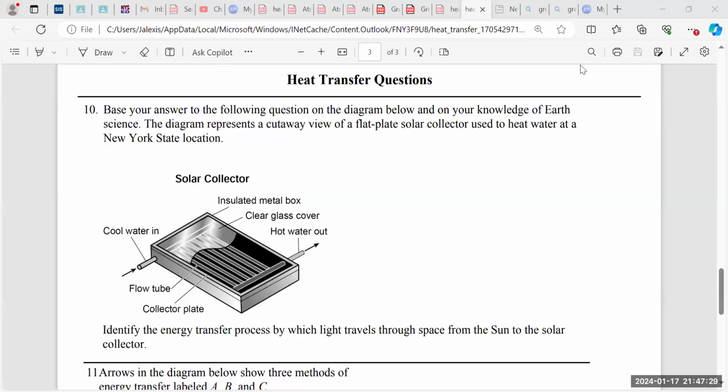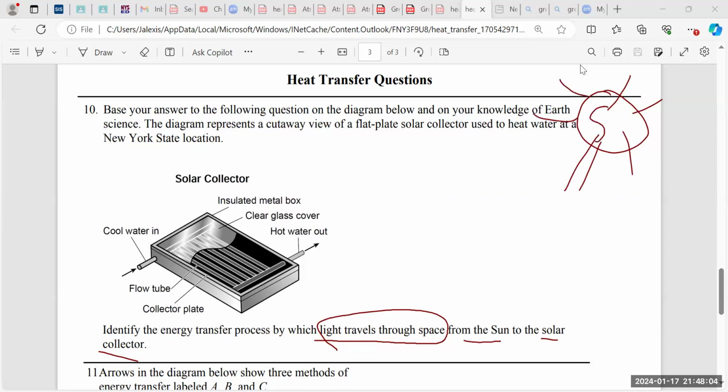All right, number 10. Number 10 says, base your answers to the following question on the diagram below and on your knowledge of earth science. The diagram represents a cutaway view of a flat plate solar collector used to heat water at a New York State location. And then it says, identify the energy transfer process by which light travels through space from the sun to the solar collector.